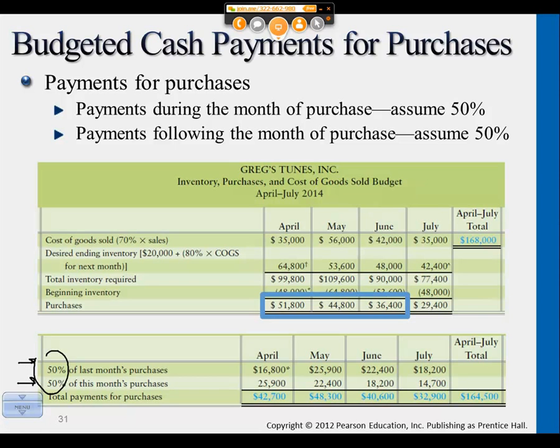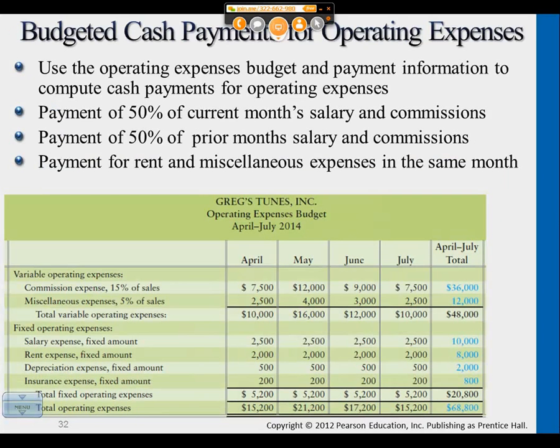All right, so we have the next part, which is your budgeted cash payments for operating expenses. Now, these are just a tad complex, so let's look at how we're dealing with the operating expenses. We're going to use our operating expenses budget and payment information to compute all our cash payments.